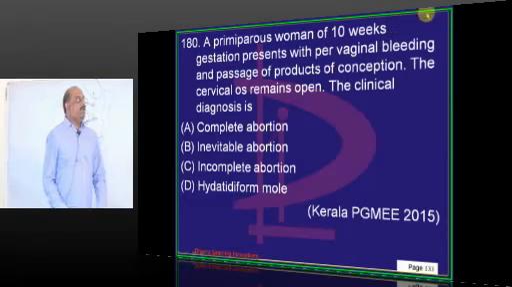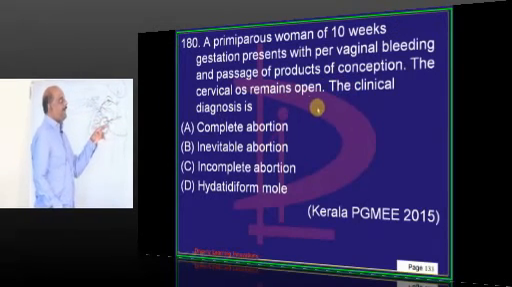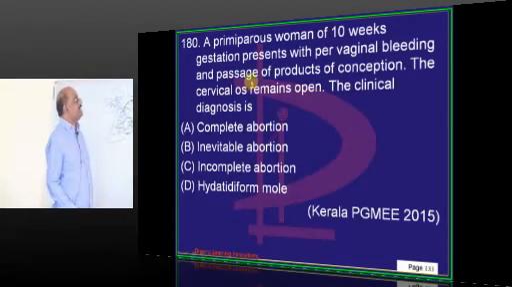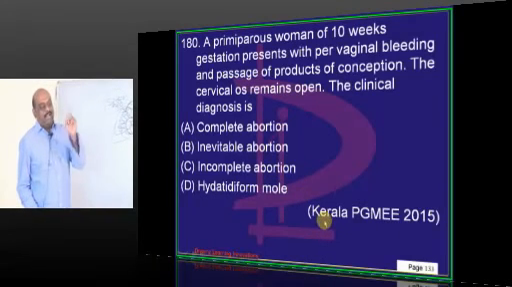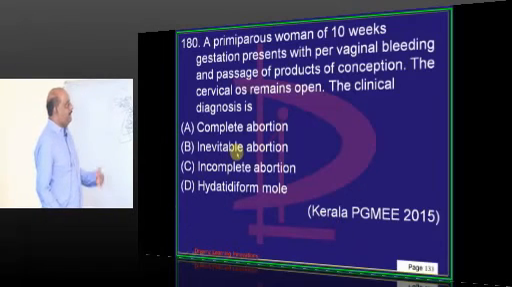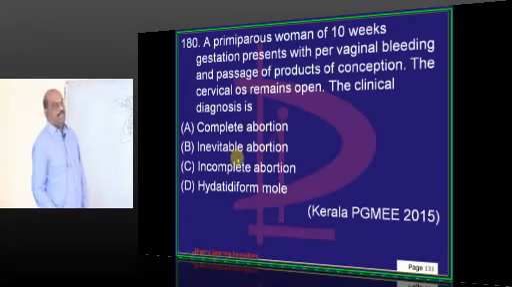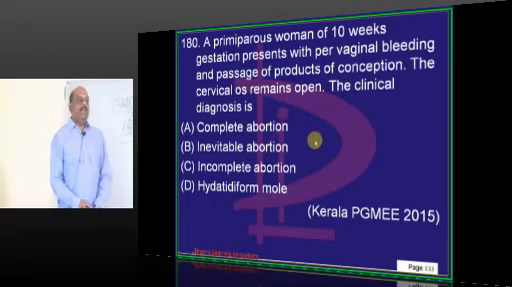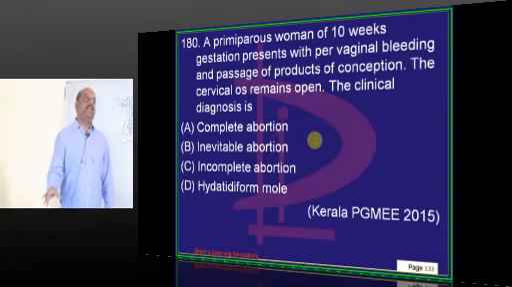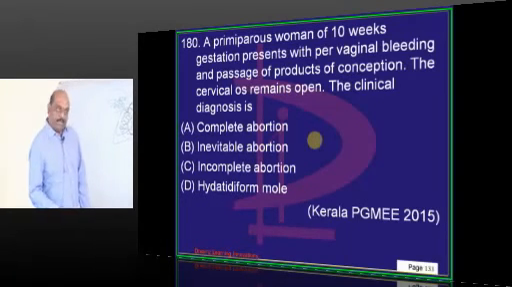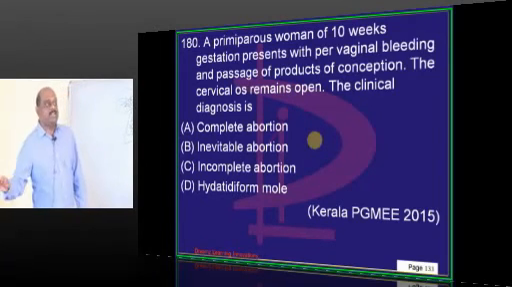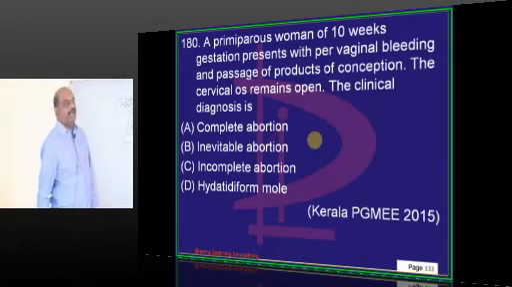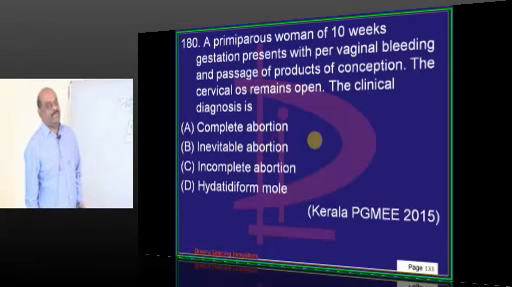A primiparous woman of 10 weeks gestation with per vaginal bleeding with the passage of the products of conception. Cervical os is open. One question on abortion definitions: missed abortion, incomplete abortion, inevitable abortion, complete abortion, septic abortion. In which is the cervical os open or closed, did the products of conception pass or not, is the uterus of proportionate or disproportionate size to the period of amenorrhea? Based on that, which abortion?